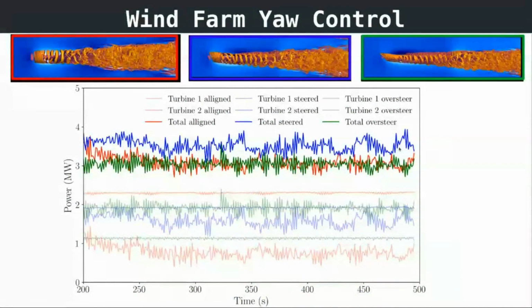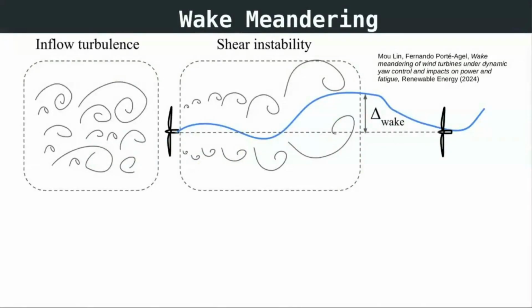And this is great in a static sense. We can find a yaw angle that improves the power output of our wind farm. However, there are lots of dynamic effects going on in the wind farm. The wind speed is constantly changing, the direction of the wind is changing, and then we also have these dynamic effects of the wake. So the interaction between the turbulence of the atmospheric boundary layer and the wake causes it to move around.